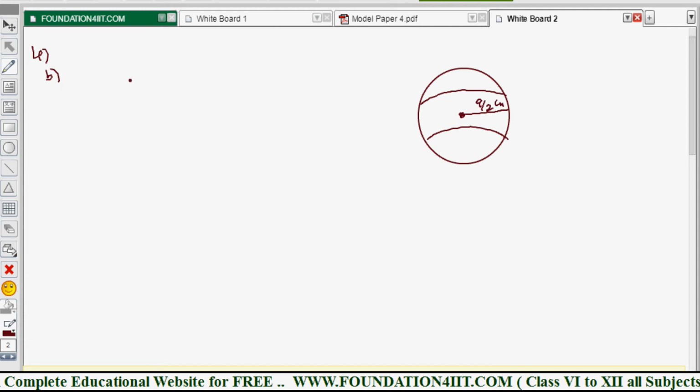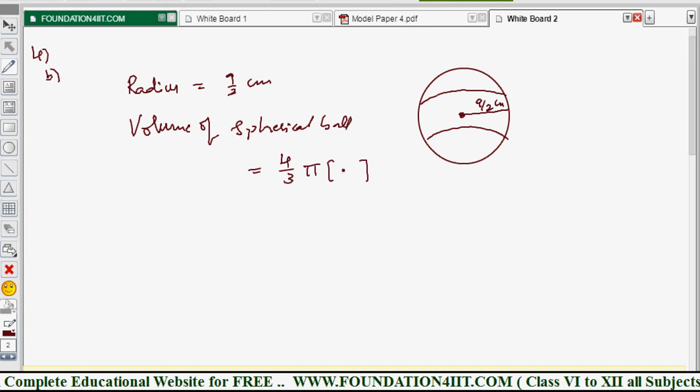So from the spherical ball, the radius is 9 by 2 centimeters. So the volume of this spherical ball, the volume of the sphere formula, that is 4 by 3 pi r cube. So 4 by 3 pi and r is 9 by 2, to the power 3. Okay, this is the volume.